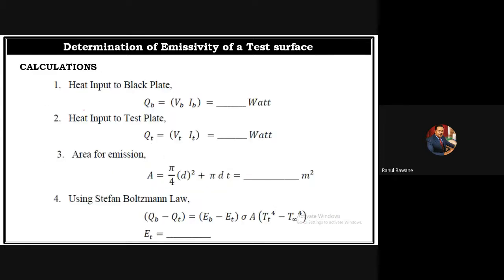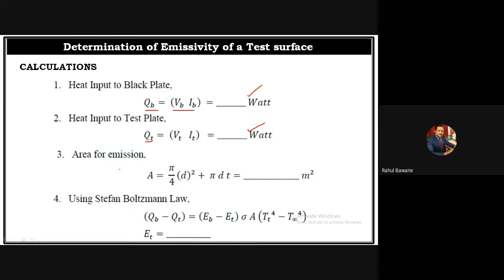Now the next part is calculation. How are we going to calculate? First, the heat input to the black plate. It is simply the product of voltage and current for the black plate. So that much heat is supplied to the black plate. Similarly, the product of voltage and current of the test plate gives the heat supply to the test plate. And no doubt, the heat supply to the black plate is higher than to the test plate. So how does the temperature become the same? Because of the heat radiated by the black plate and received by the test plate. Due to that, our temperatures become the same.